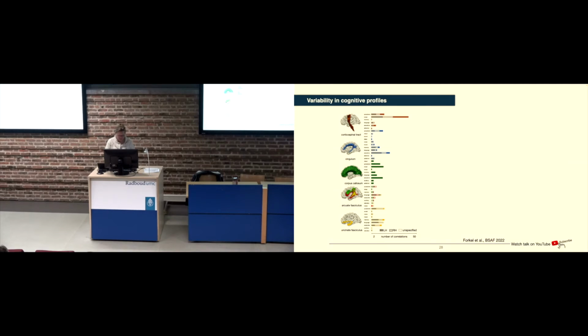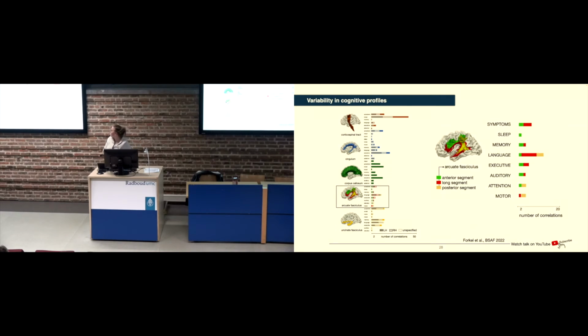So this is inherently difficult to read, so we're just going to zoom into the arcuate fasciculus. That is classically considered the language pathway. But actually, when you look at the literature, it correlates with sleep, memory, language, executive functions, auditory functions, attention, and motor functions. And this is a pattern that we found for every single one of the connections that we looked at. So the point here is that there is no one tract, one function association, but that a tract can tap into various cognitive domains depending on the situation that you're in. And I think this might be a good time for a quick break.